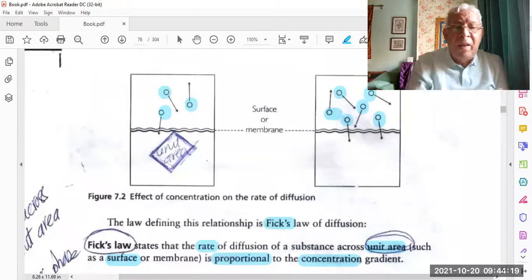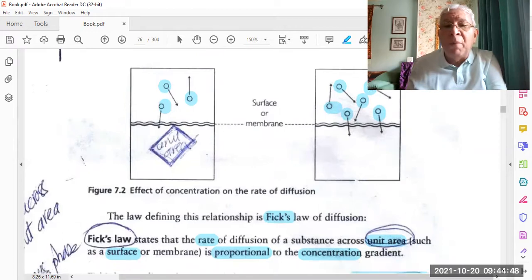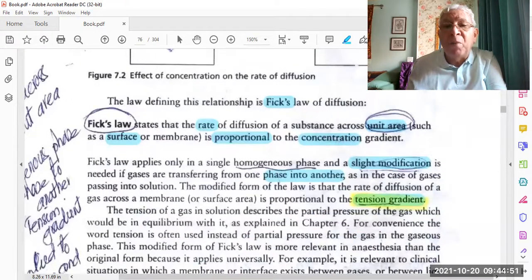The first law we'll be discussing, the law of diffusion, is Fick's law. As you see, there are two compartments separated by a membrane. So we have three parts of molecules on the left side, and on the right side more than that. So the rate of diffusion of the right-sided molecules is definitely more than the left one, and this is what we call Fick's principle.